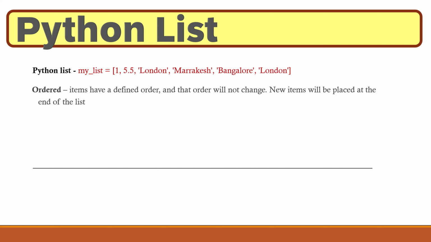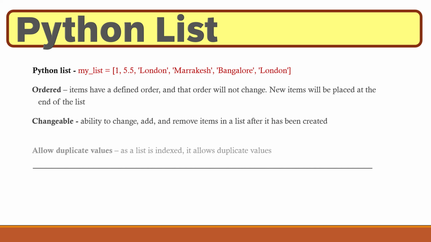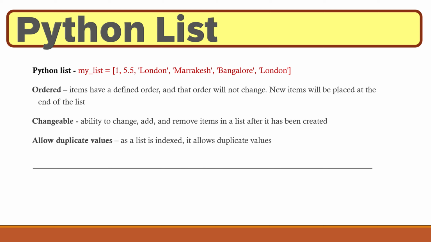So lists are ordered. With ordered, it means that the items have a defined order and that order will not change. If we add new items to a list, the new items will be placed at the end of the list. Then there's changeable. With changeable, it means that we are able to change, add and remove items in a list after it has been created. And then there's duplicates. With lists, because they are indexed, they can allow duplicate values. We can see in my_list, the third value and the final value is a duplicate. We have London in there twice.